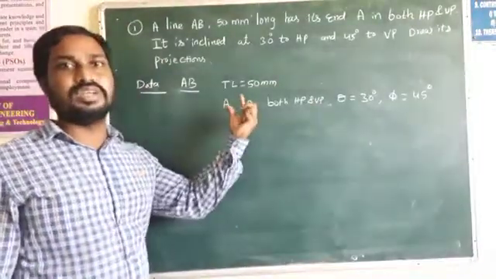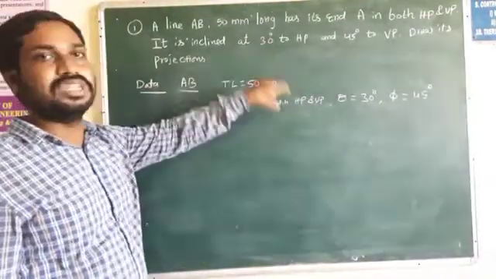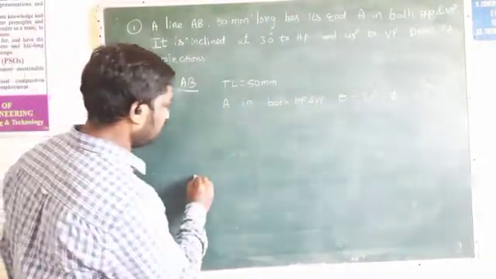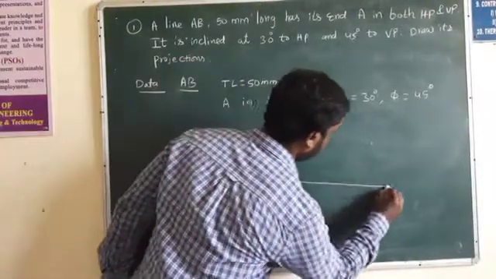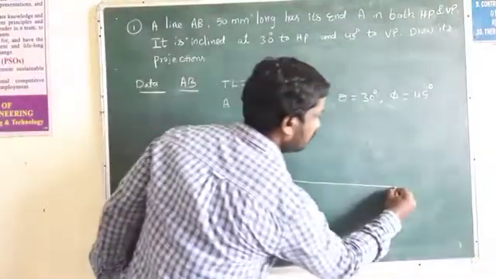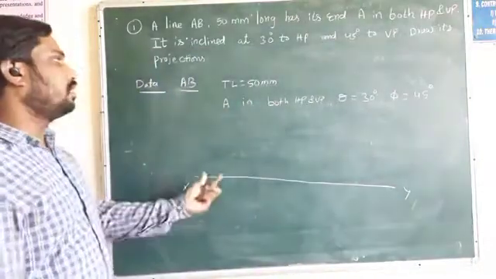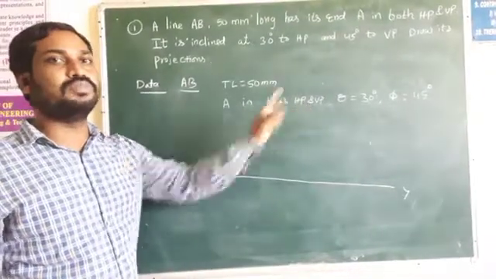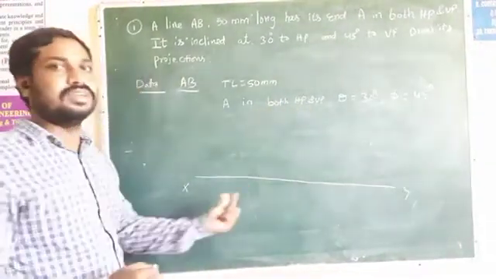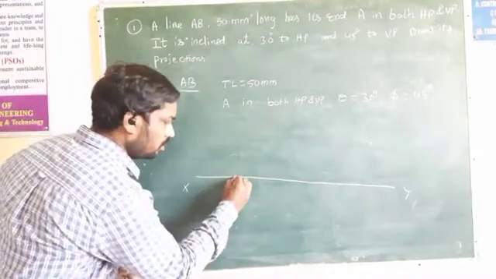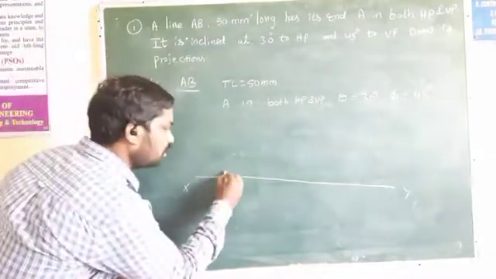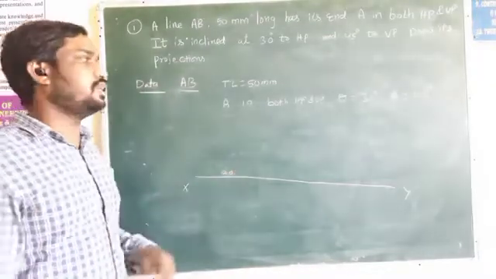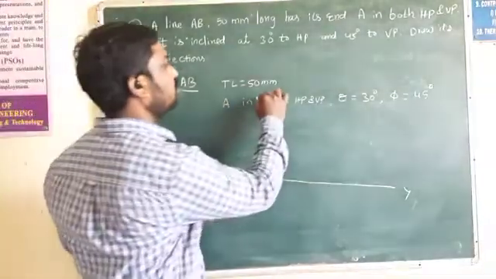Now we can draw the projection of straight lines using the given data. First draw the XY line. So this is the XY line, a straight line. Now I am drawing the first point A. Always go for the point first. The point A is in both HP and VP, which means the point lies on the XY line. So A dash and A are both on the XY line.